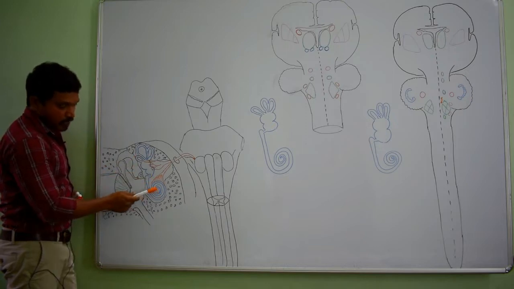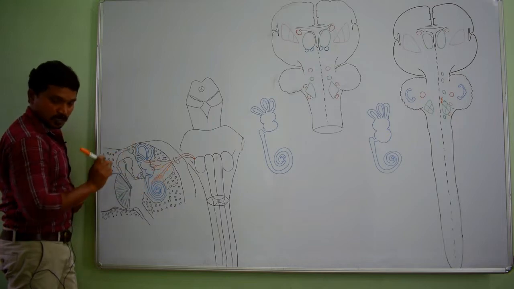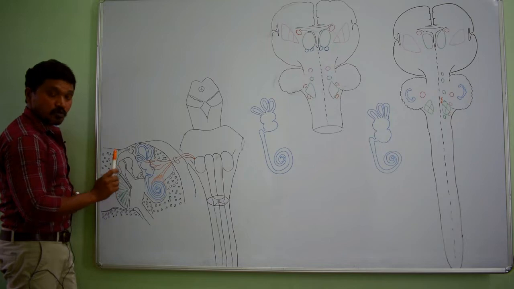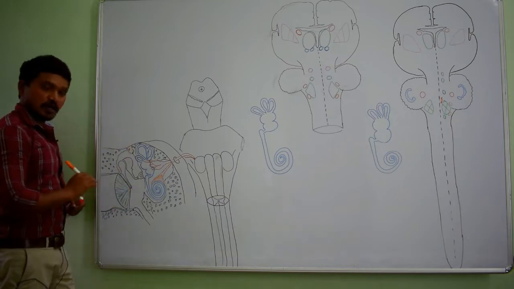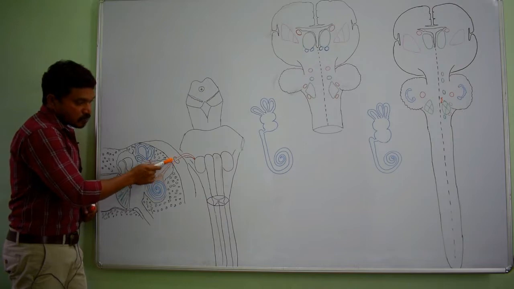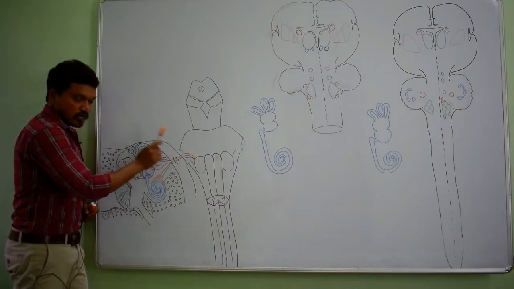From the cochlear part, a nerve is arising. That nerve we call the cochlear part of the vestibulocochlear nerve. From the vestibular part, a nerve is arising. This nerve we call the vestibular part of the vestibulocochlear nerve. These two nerves are united and they come out through the internal acoustic meatus and attach to the pontomedullary junction.